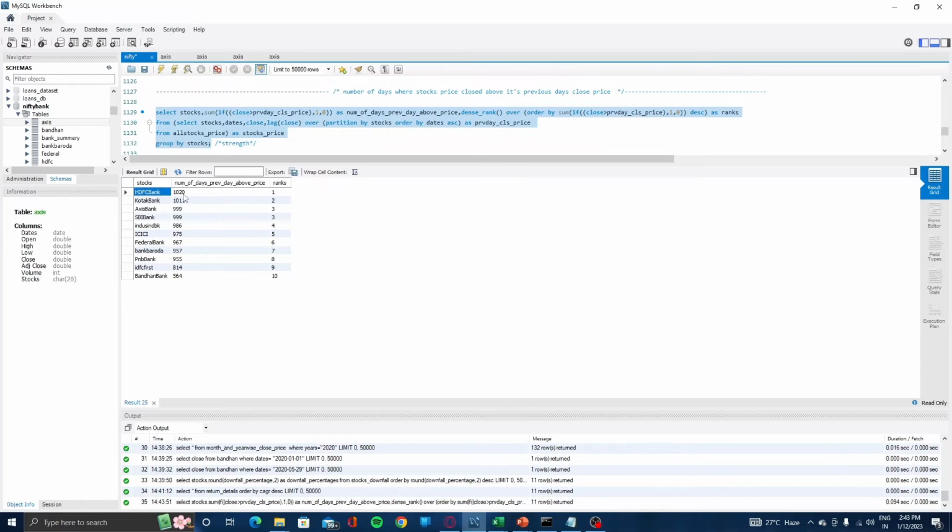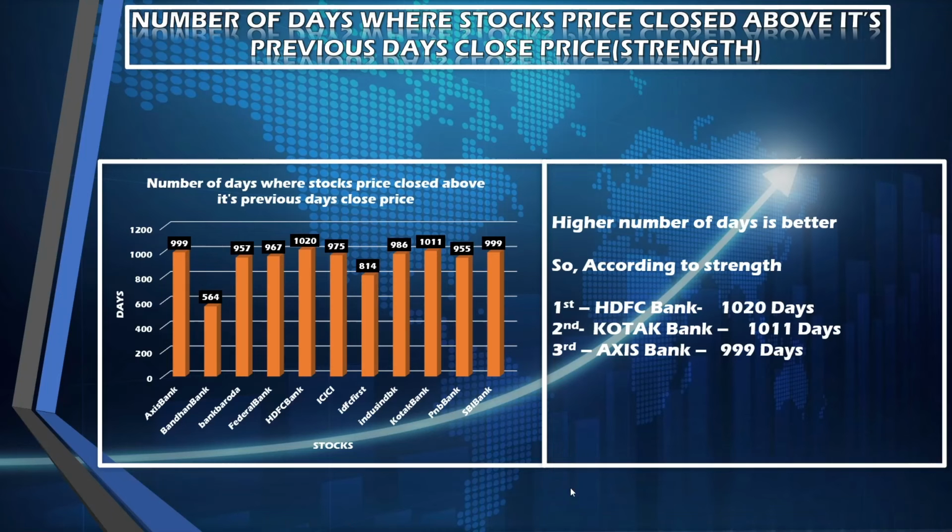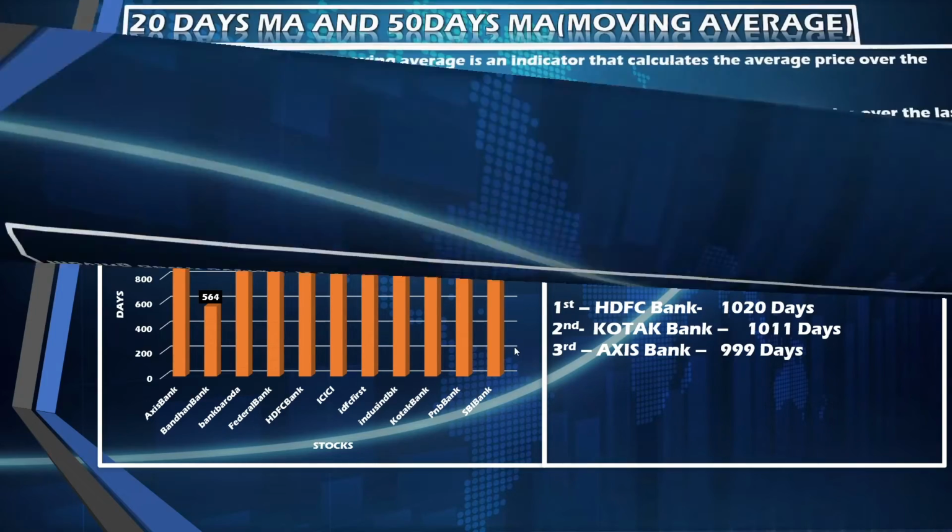So HDFC Bank's number of days above the previous price is 1020 days, which is in the position of rank 1. Next is Kotak Bank, then Axis Bank. So I'll create the same chart. A higher number of days is better, obviously, according to the strength. First is HDFC Bank, 1020 days. Second is Kotak Bank, 1011 days, and third is Axis Bank, 999 days.